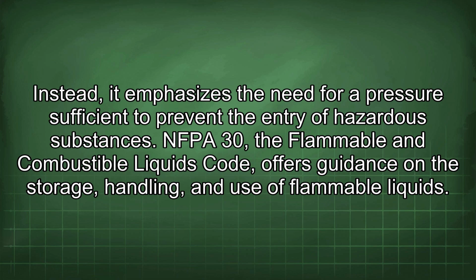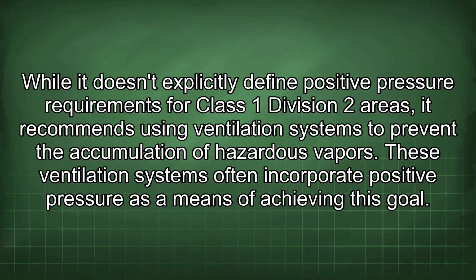NFPA 30, the Flammable and Combustible Liquids Code, offers guidance on the storage, handling, and use of flammable liquids. While it doesn't explicitly define positive pressure requirements for Class 1 Division 2 areas, it recommends using ventilation systems to prevent the accumulation of hazardous vapors. These ventilation systems often incorporate positive pressure as a means of achieving this goal.